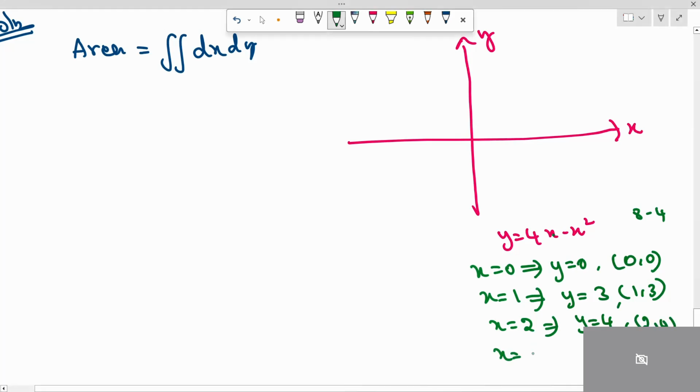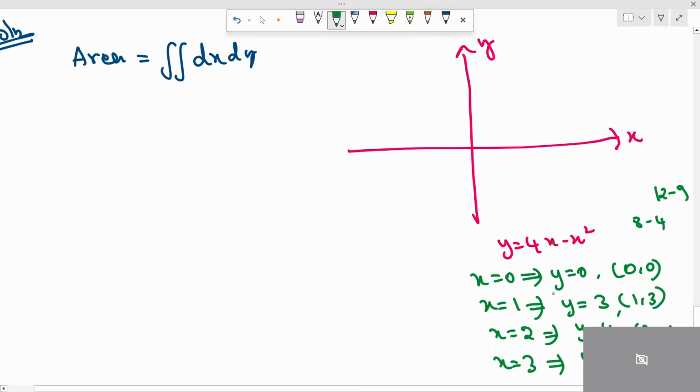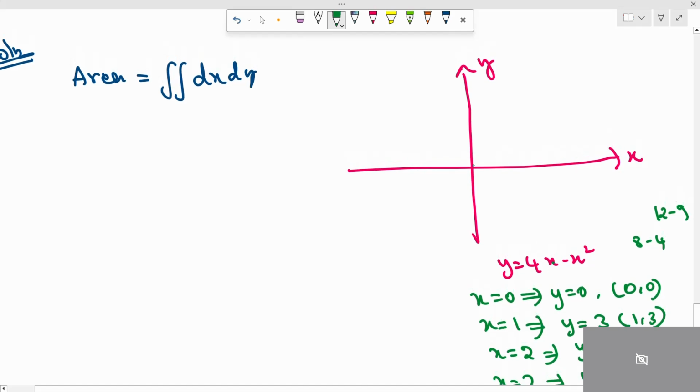Then put x is equal to 3. We will get 4 3s are 12. 12 minus x square, x is 3 means 9. We will get y is equal to 3. The point will be (3, 3). Okay. If we identify the points like this, then we can easily draw the diagram.